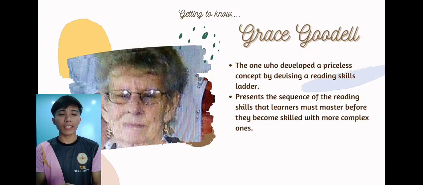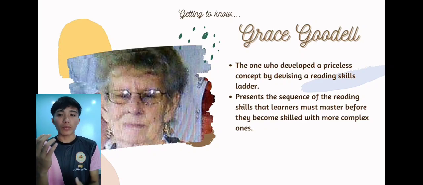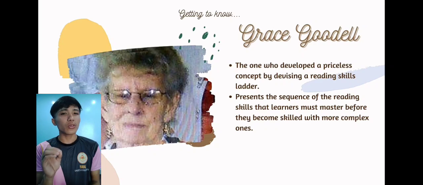Next, Grace Goodell is the one who developed a priceless concept by devising a reading skill ladder. She is the one who revised and improved the reading skills ladder. It presents the sequence of reading skills that a learner must master before they become skilled with more complex ones. The purpose of this reading skills ladder is to enhance the learner and make them more skilled in reading, to broaden the learner's thinking, and to practice enhancing and evaluating one's reading skills.